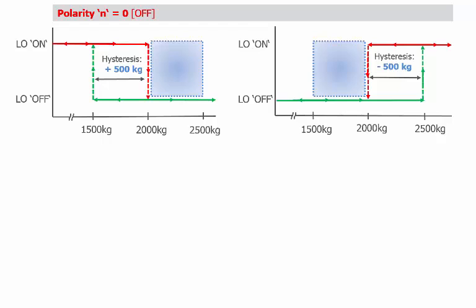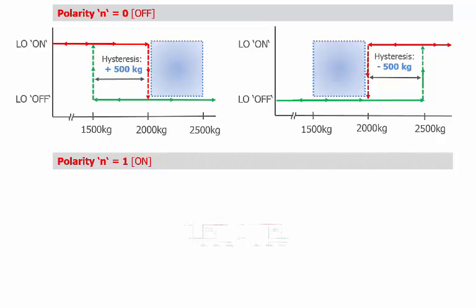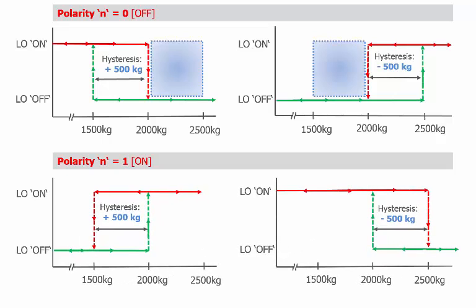Summary: the four graphs show the switch logic of the outputs depending on the setups of hysteresis and polarity. The blue area of each graph shows the influence of the plus or minus hysteresis.